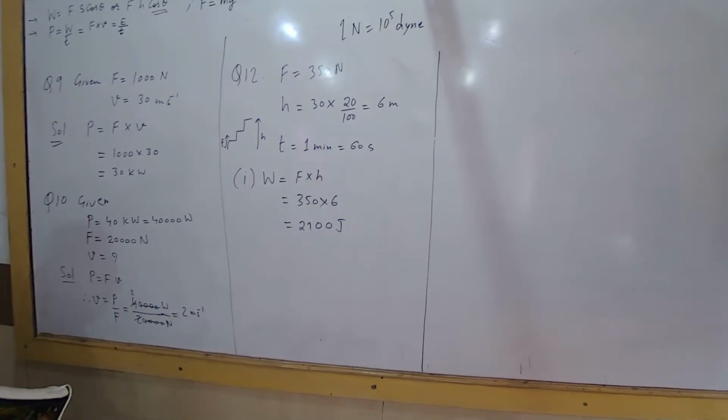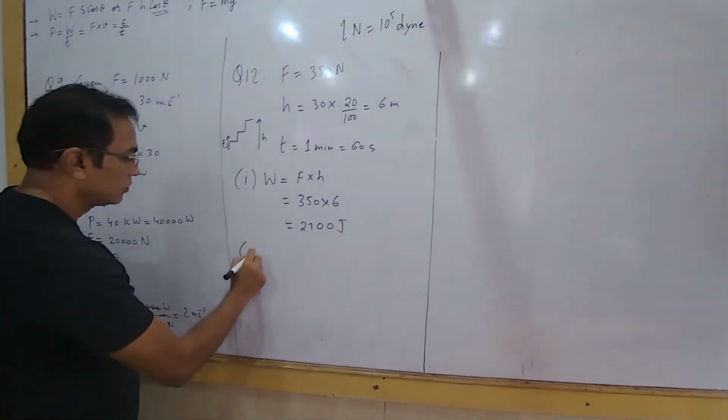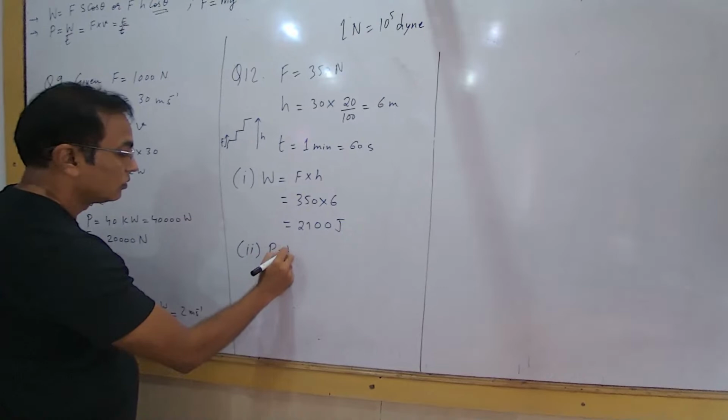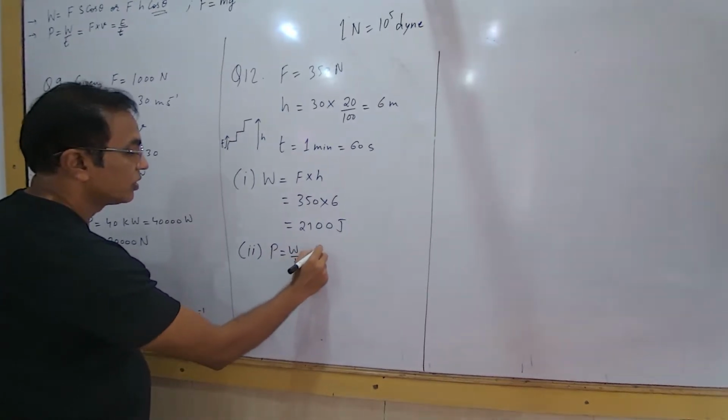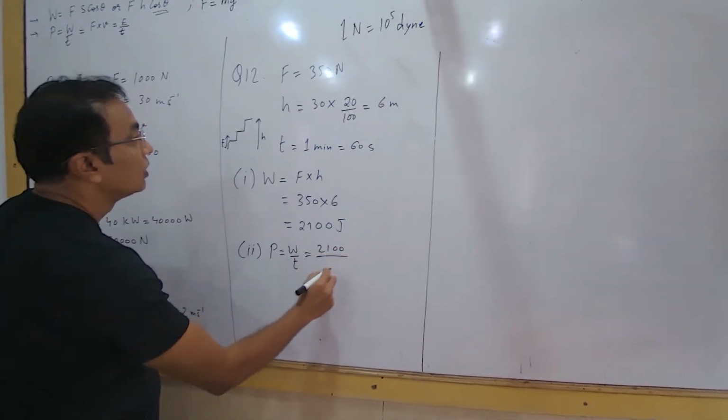Okay, what is power now? Work upon time, which is 2100 upon 60.